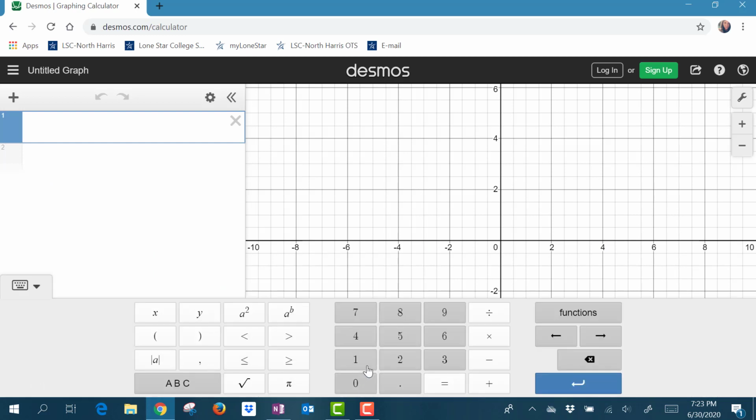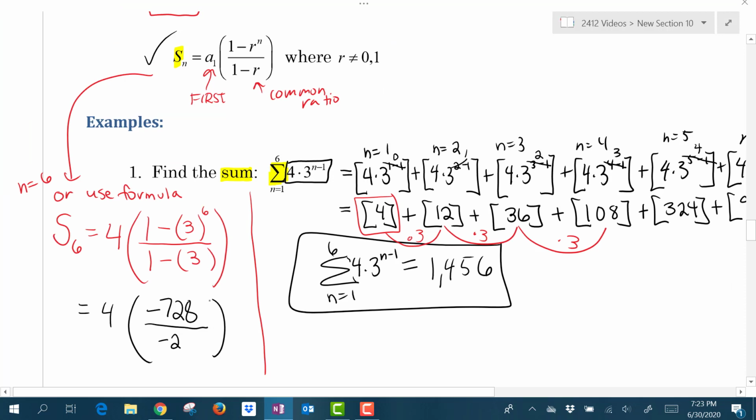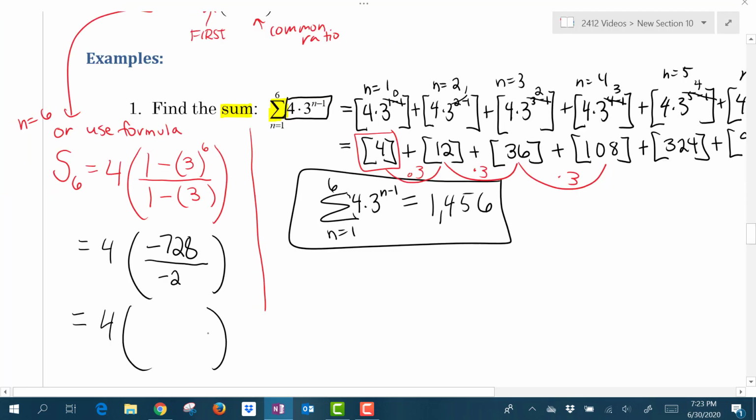Alright, so in my calculator I'm going to do 1 minus 3 raised to the power. So if I hit the a to the power of b button there, it'll let me change my exponent to be whatever I want. So that gives me negative 728. Alright, negative 728 divided by negative 2.